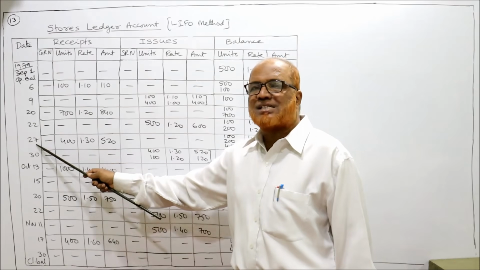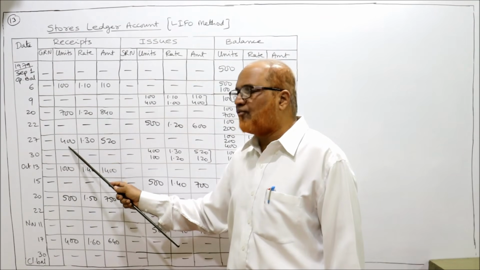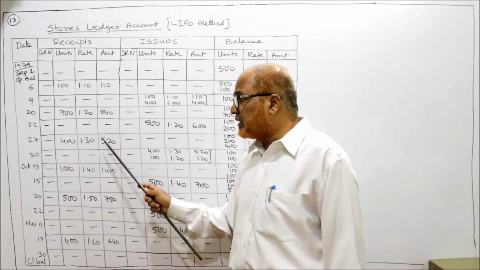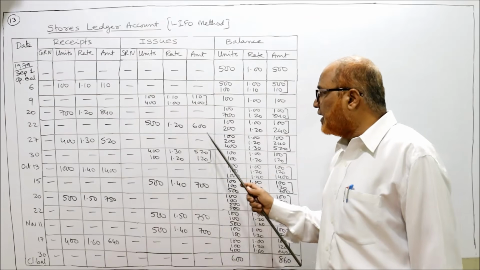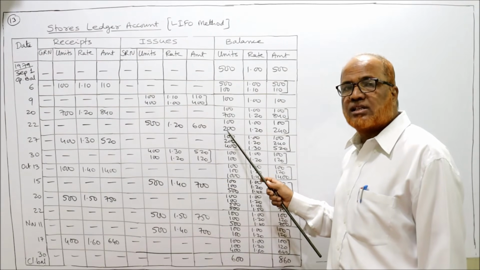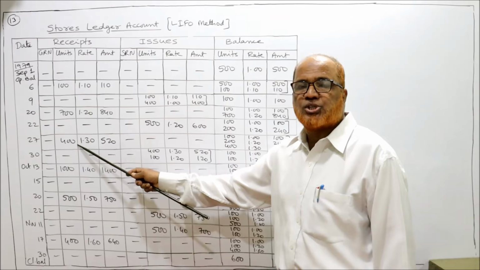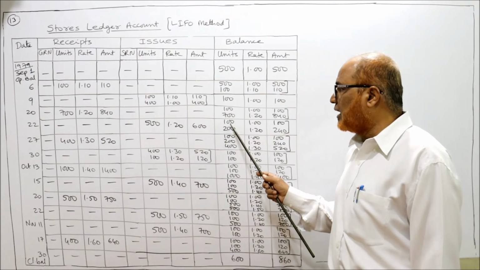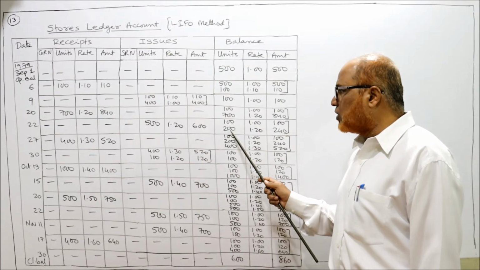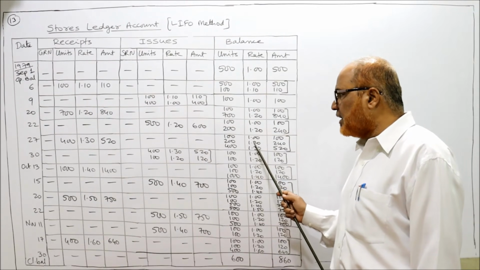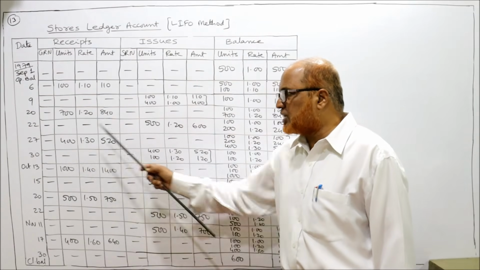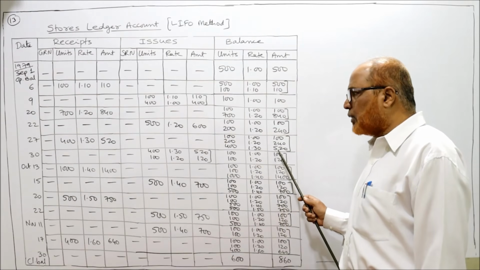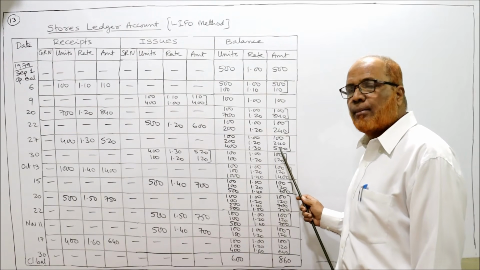Now I'll come to the 27th September. There is a purchase of 400 units at 1 rupee 30 paisa. So 400 into 1.3, 520 rupees. Already we have two lots in the balance, and another lot is purchased. So totally 3 lots we will have in the balance. The first lot 100 units at 1 rupee, the second lot 200 units at 1 rupee 20 paisa, and the third lot just now purchased, 400 units at 1 rupee 30 paisa. So 100, 240, 520, these are the 3 lots we are having in the balance.